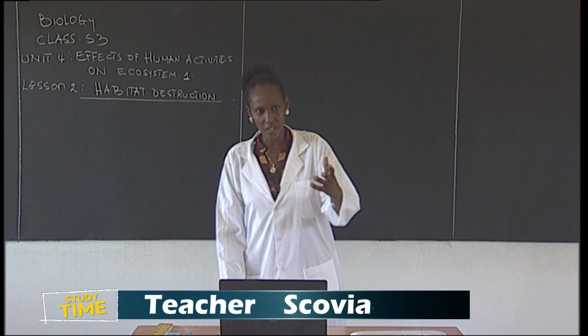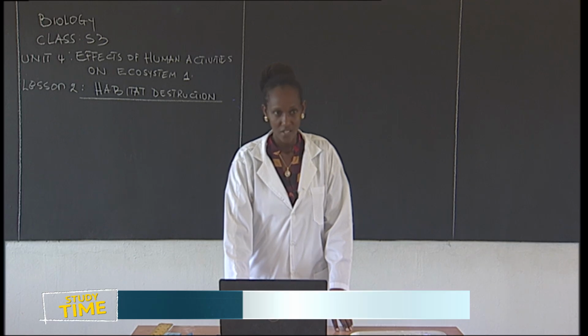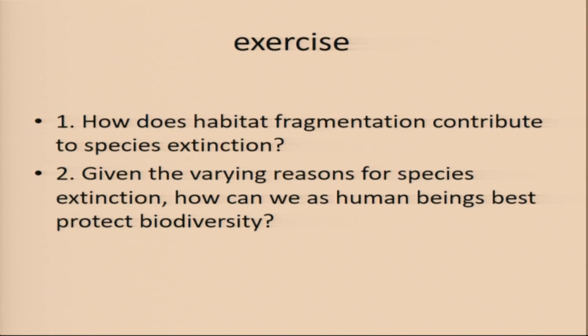Therefore, we shall not end there. We shall go with a small exercise to do when we reach home. So when you go back home, try to attempt those two questions. One, how does habitat fragmentation contribute to species extinction? Give the varying reasons for species extinction. Two, how can we as human beings best protect biodiversity? All right? So those two numbers, you can go and work on them.